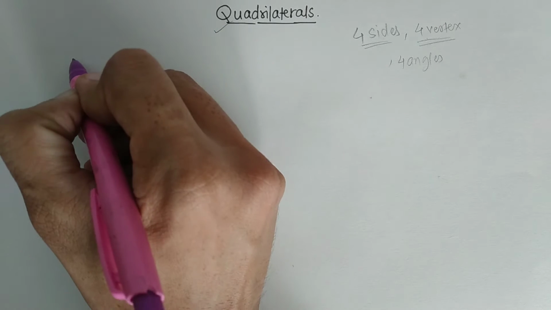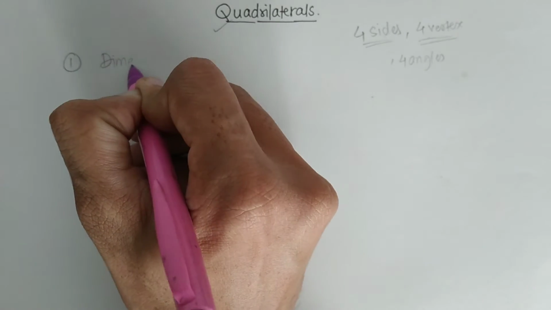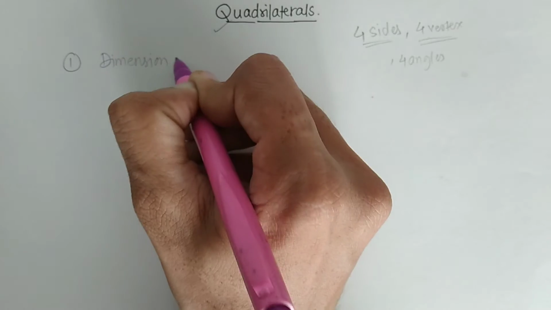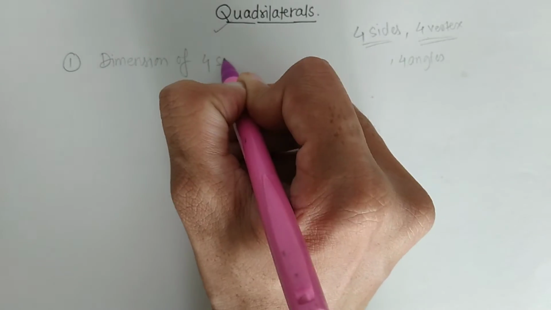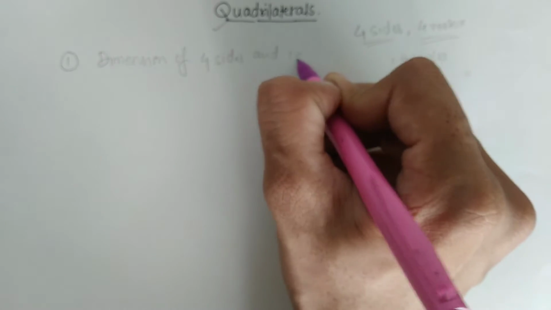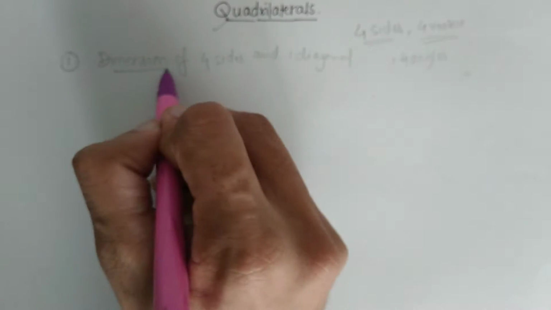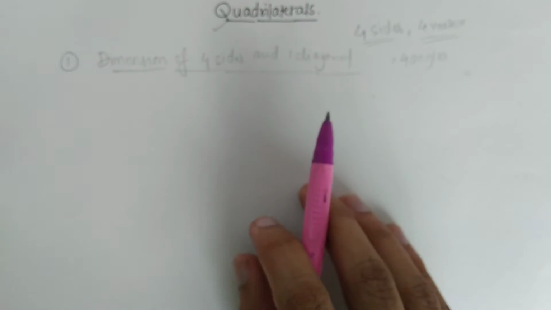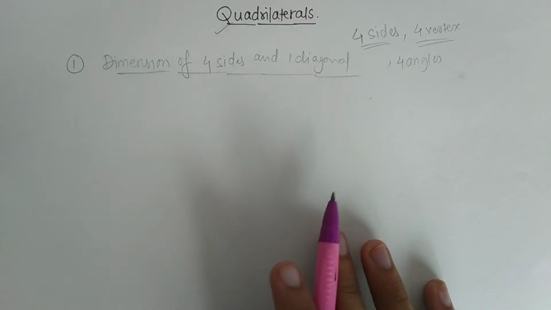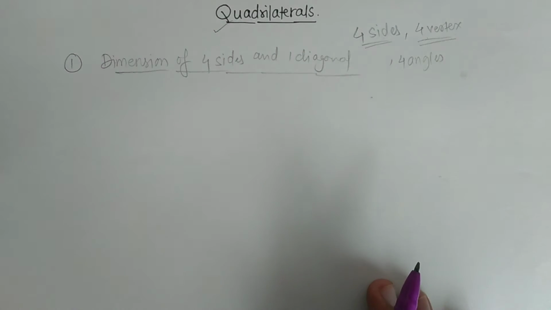So in the first method we must have the dimensions of 4 sides and one diagonal. Okay, so this is the first way to construct a quadrilateral. We must have 4 sides and the length of one diagonal. Let us try to understand how we can construct a quadrilateral.